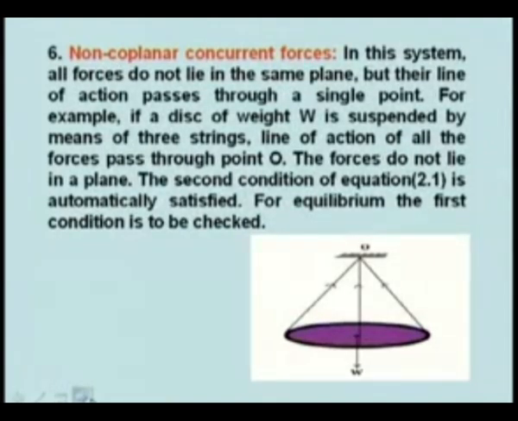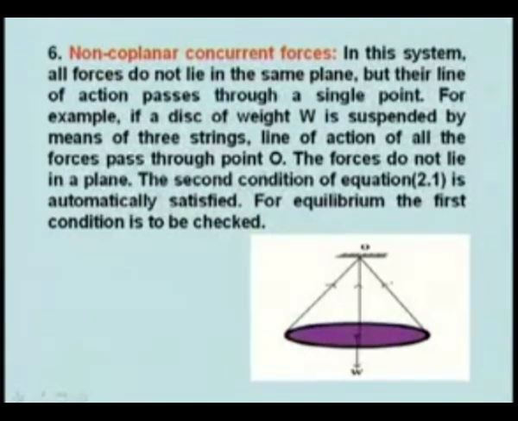Then we may have a situation of non-coplanar concurrent forces. In this system, all forces do not lie in the same plane, but their line of action passes through a single point. For example, consider a weight W suspended by means of 3 strings. The line of action of all the forces passes through point O. The forces do not lie in a plane. Therefore, the second condition of equilibrium is automatically satisfied, because all the forces are passing through point O. For equilibrium, the first condition has to be checked. That means the resultant of the forces must be 0.